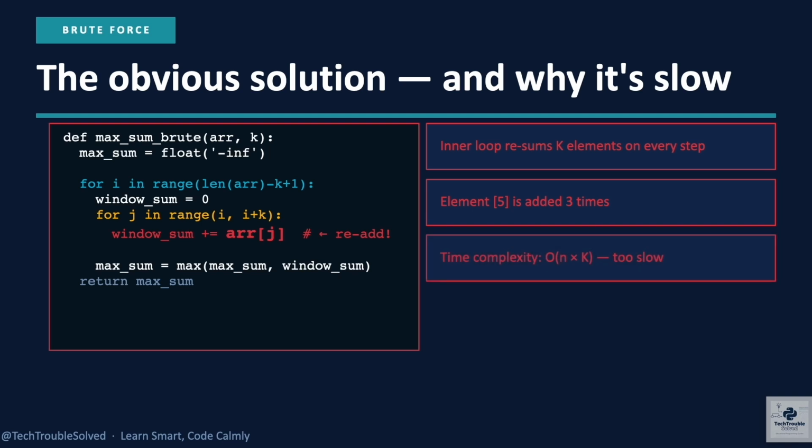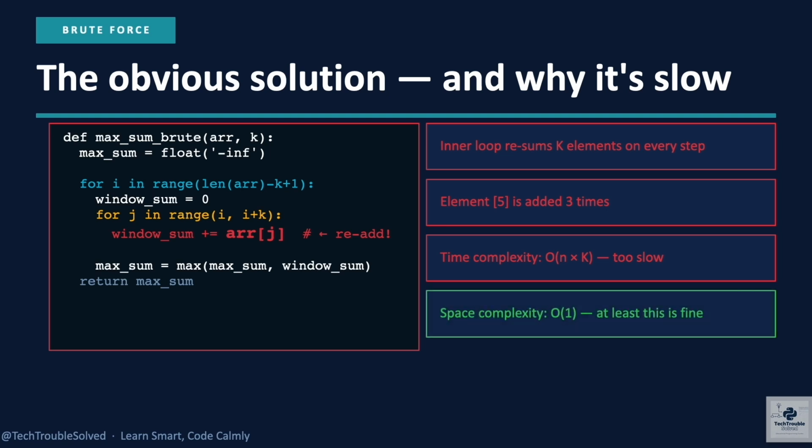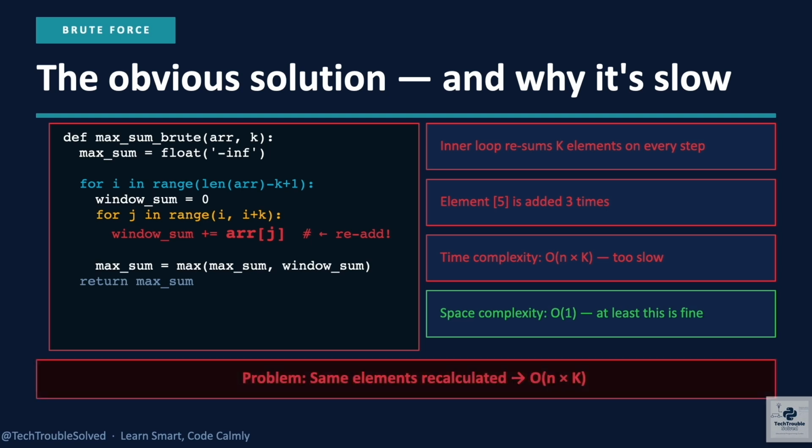Time complexity O(n times k). If your array has 1,000,000 elements and k is 1000, that's a billion operations. This falls apart completely on large inputs. The space complexity is O(1), which is fine, but the time is the problem. There must be a smarter way, and there is.